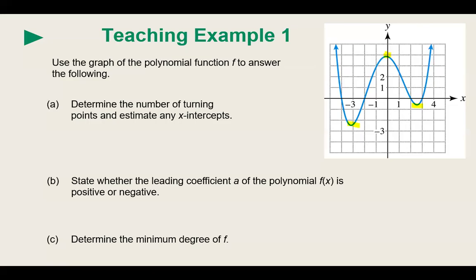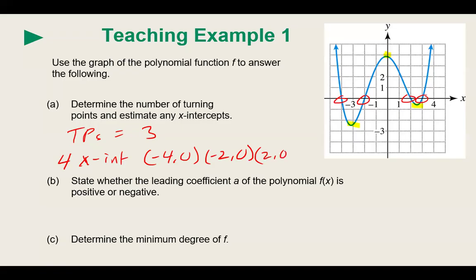All right. So number of turning points is TPs equal 3. Agree? All right. And then our estimated x-intercepts. How many x-intercepts do I have? I have 4. So we have 4 x-intercepts. And our x-intercepts are at -4, 0, at -2, 0, at +2, 0, and at +3, 0. All agree? All right.